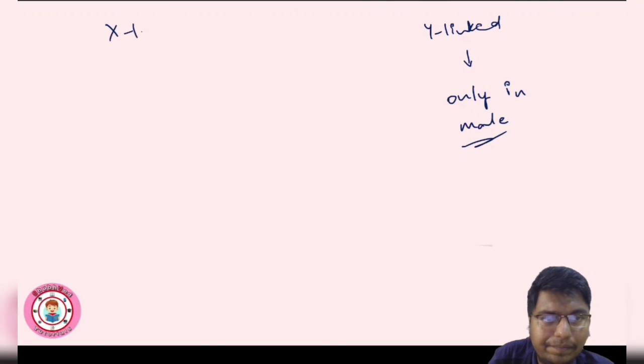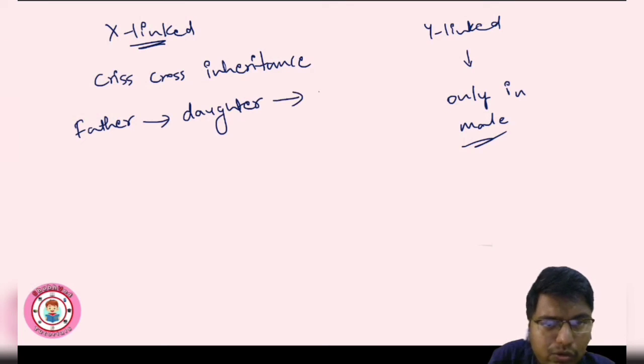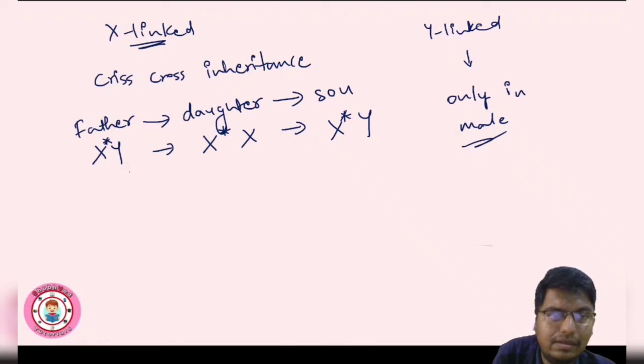But when we talk about X-linked, the X-linked pattern of inheritance is also known as criss-cross inheritance. Why so? Because the father transmits the chromosome to the daughter, and again the daughter to the son. How? See, X, Y. Suppose this X has some characteristic here. This will go to the daughter, and again this will be expressed in the son. Got it? Thus it is known as criss-cross inheritance. This is how traits are passed in X-linked, father to daughter and daughter to son.